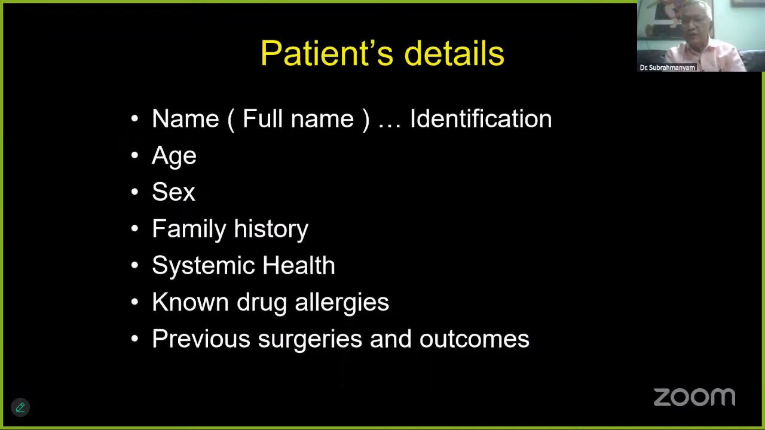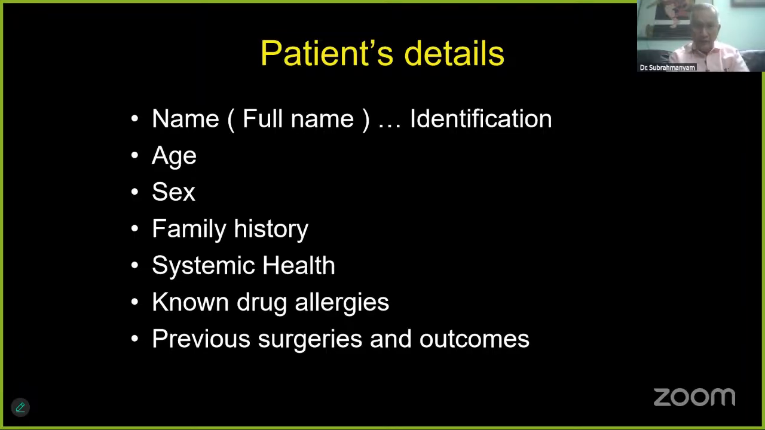So in the case history, hitting the case sheet, these are the details we routinely take. Name: it's always better to write the full name. The importance of name is for identification, and the full name is better because there are so many patients with the same name. I know, right, but the surname differs. The initial of the surname can also be the same. So you write the full name, including the family name.